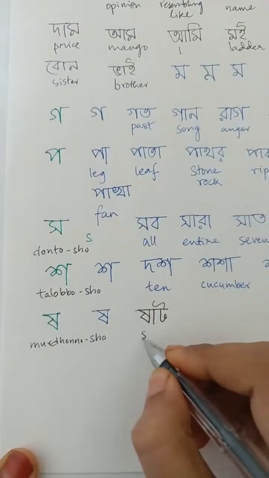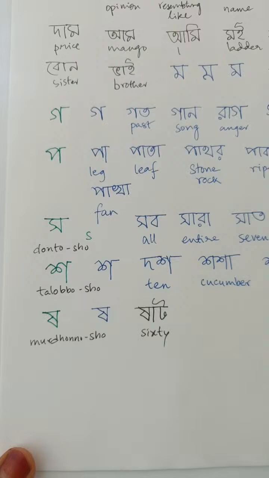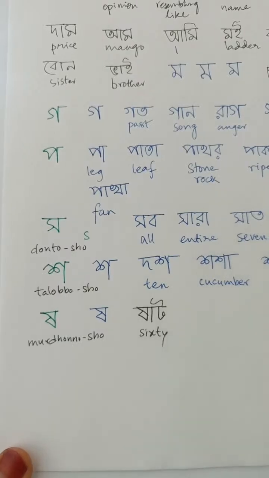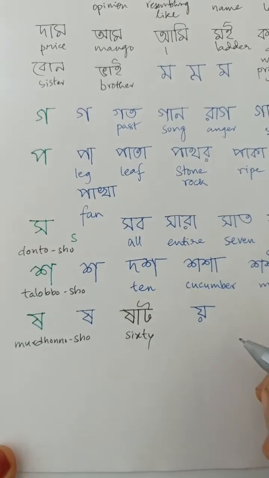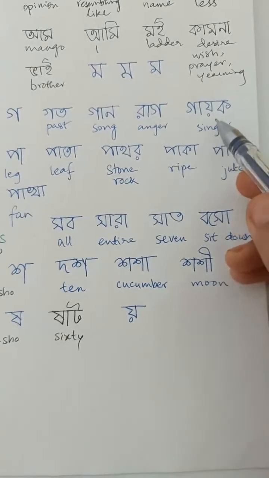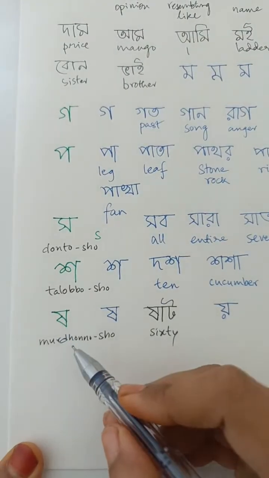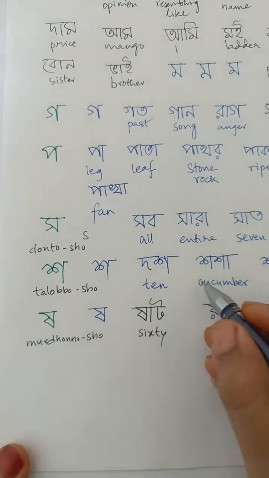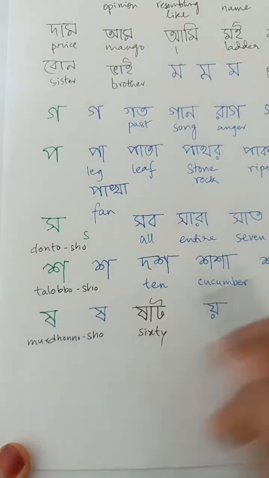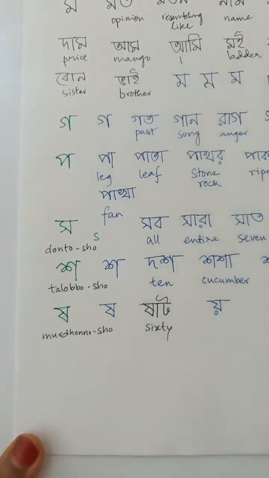Short. This is 60. Short. If you remember this letter that came in Gayok earlier, Antastaya, it looks very similar to Murdhana Sha. I tell my kids they're twins. They like it. So in Bangla, there are many letters like this that are twins, and these are like cousins.